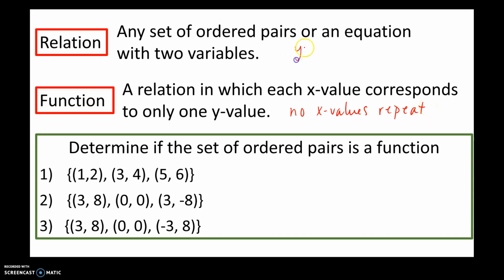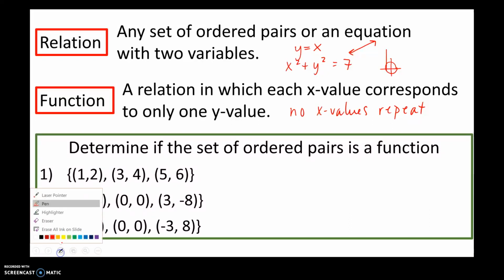Okay, so a relation can be y equals x, or a relation can be x squared plus y squared equals 7. Okay, there's two variables. One of these represents a function, the other one doesn't. Y is equal to x is a line with a slope of 1. X squared plus y squared equals 7 is a circle with a radius of the square root of 7. Redraw that for you. Function; this is just a relation.